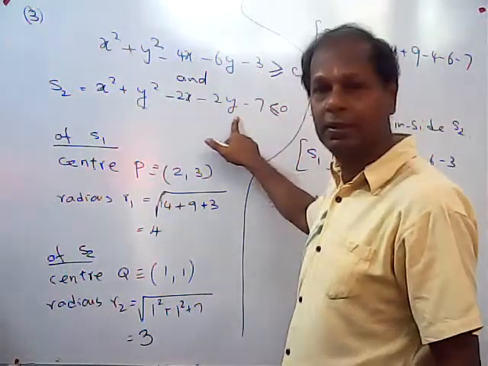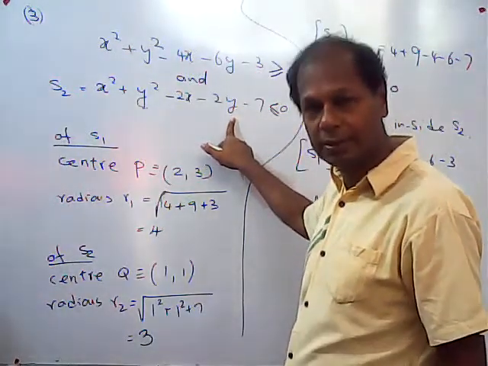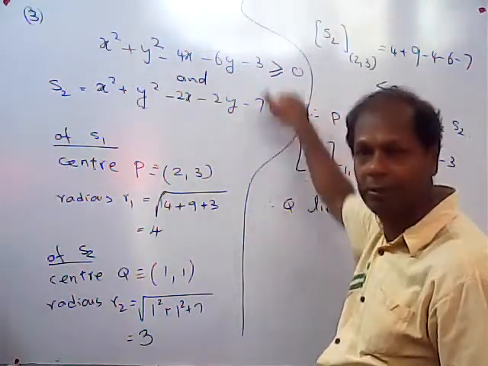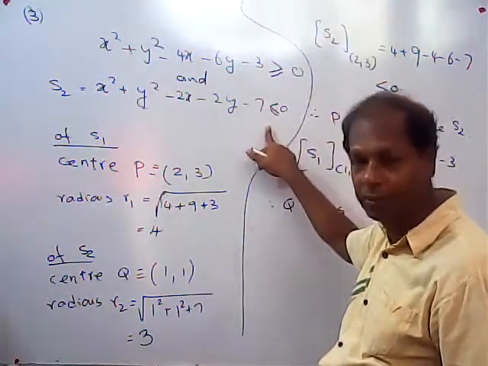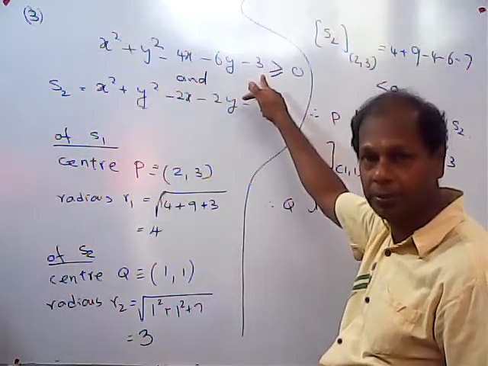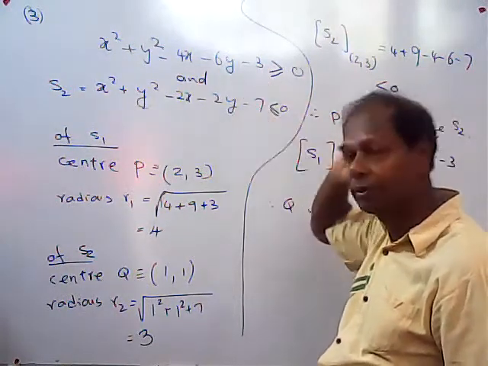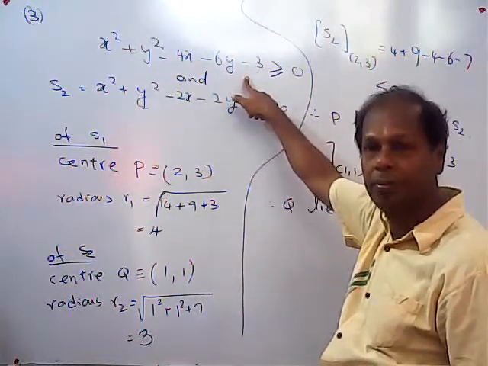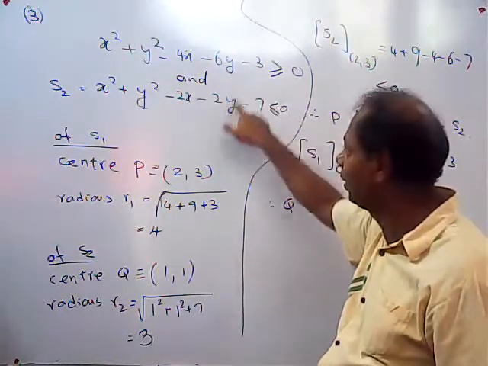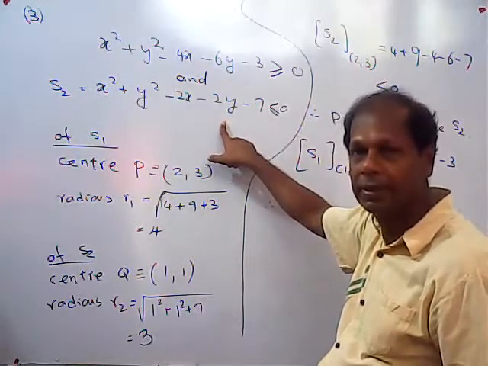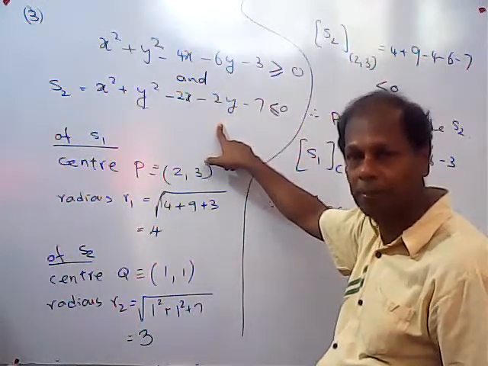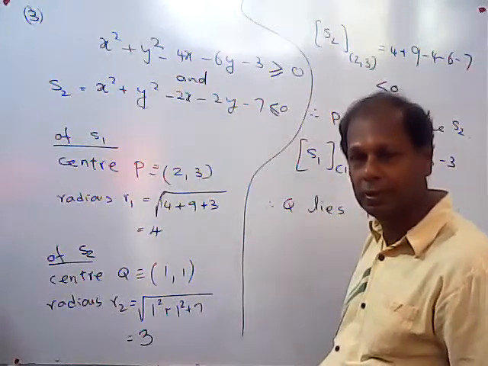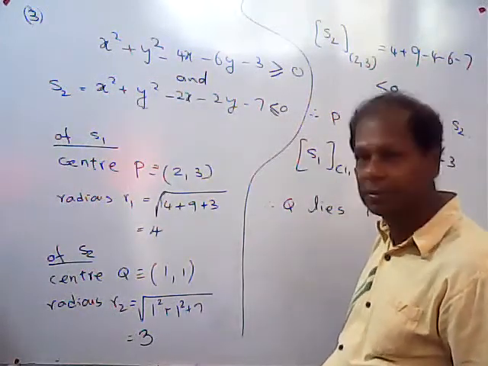This is the region inside the circle S2, including the boundary, right? So we have to draw the two circles and show the region outside and including the boundary of this circle, and at the same time inside and including the boundary of this circle. So we'll draw the two circles in the Cartesian plane first.